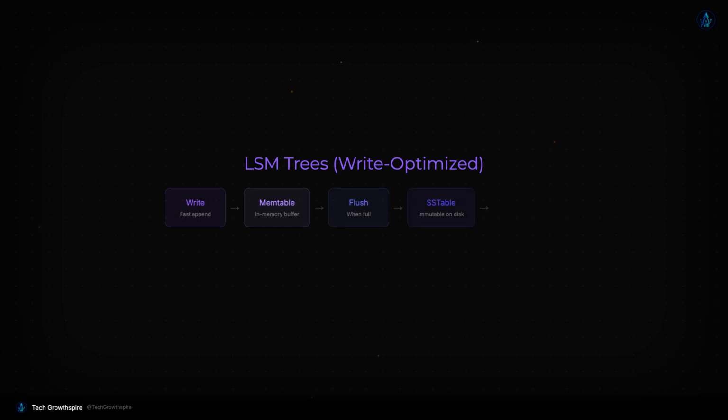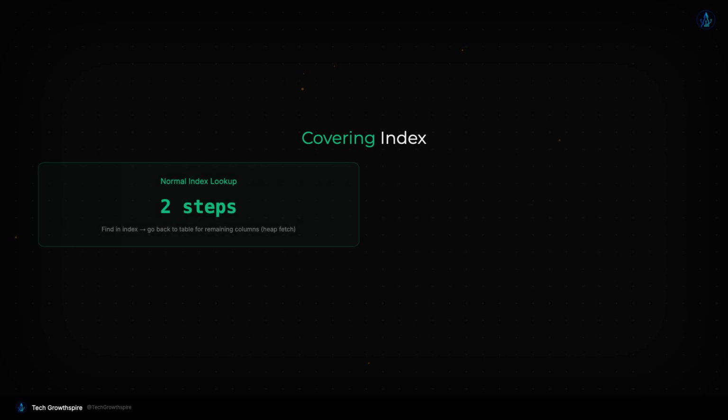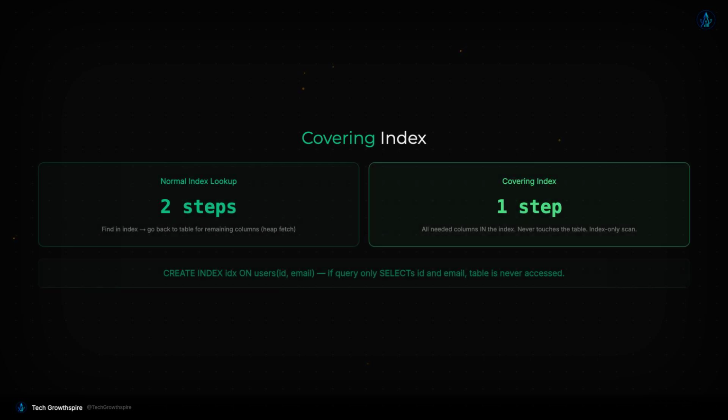LSM trees, or log-structured merge trees, take a completely different approach optimized for write-heavy workloads. Instead of updating a tree in place, writes go into an in-memory buffer called a memtable. When the memtable fills up, it's flushed to disk as an immutable sorted file called an SSTable. Over time, background compaction merges these SSTables into larger sorted files. Reads may need to check multiple levels, but the write path is extremely fast because it's sequential. LSM trees are used in systems like Apache Cassandra, RocksDB, and LevelDB. They trade some read performance for dramatically better write throughput.